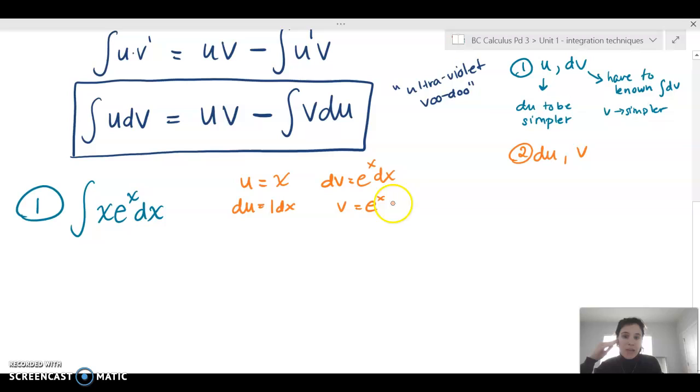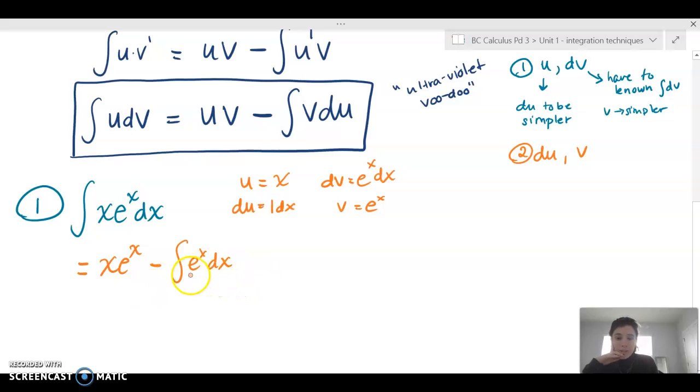Great. Now that we have these 4 items, we are ready to then plug it into our formula, okay? So I'm not going to rewrite my integral, but I'm just going to write underneath here an equal sign. So I have the antiderivative of x e to the x dx is equal to u times v. So x e to the x minus the antiderivative of v du. So e to the x times 1 dx. And I'm going to, instead of writing the 1, I'm just going to include that dx.